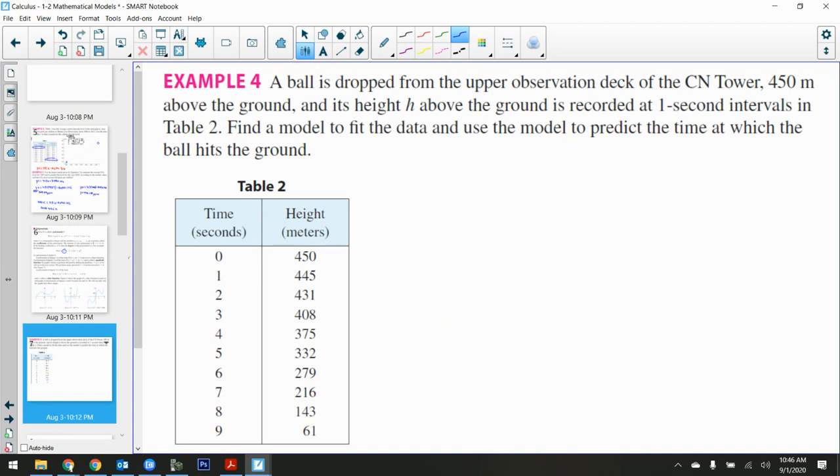A ball is dropped from the upper observation deck of the CN Tower, 450 meters above the ground, and its height h above the ground is recorded at 1 second intervals in this table. Find a model to fit the data and use the model to predict the time that the ball will hit the ground. So go ahead and plug in your data real quick. Does it tell us what type of model? So we should decide what type of model.